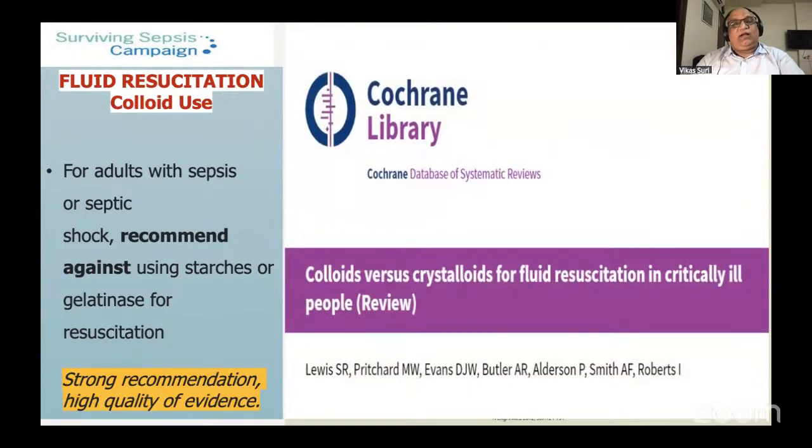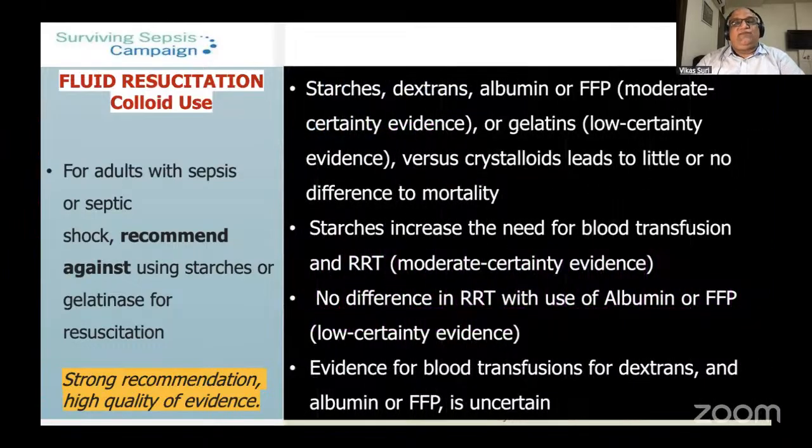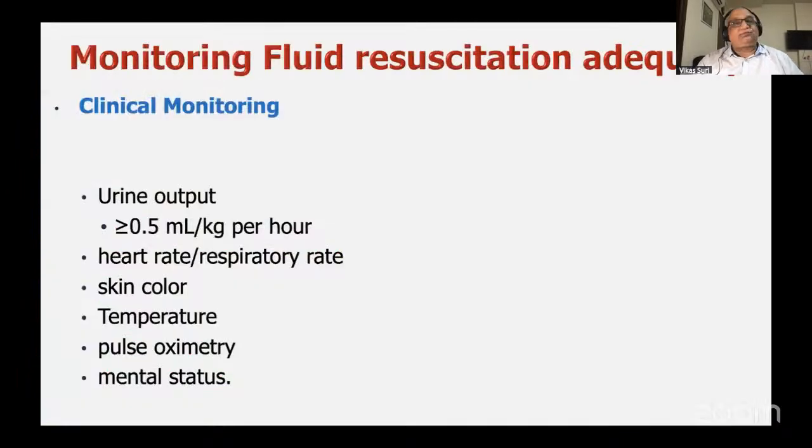The same data comes from the Cochrane review, in which they found that starches, dextrans, and albumin versus crystalloids had little to no difference in mortality. Starches increased the need for blood transfusion. There was no difference in RRT use with albumin or FFP, and the need for blood transfusion with dextrans and albumin is uncertain. But starches and colloids should not be used as a resuscitation fluid for sepsis.